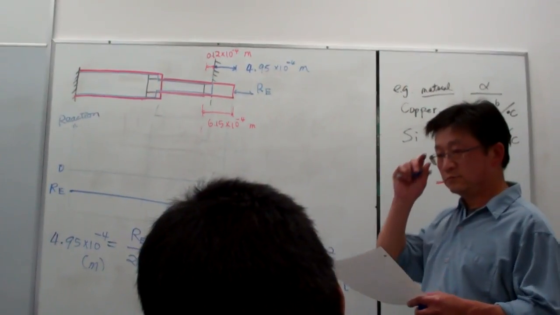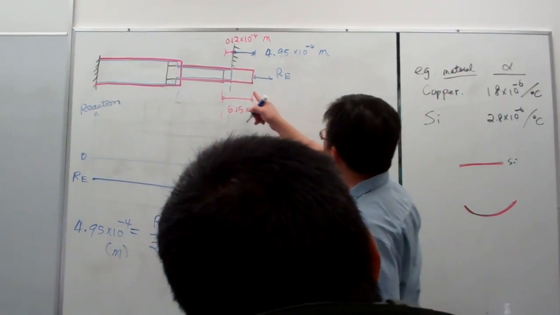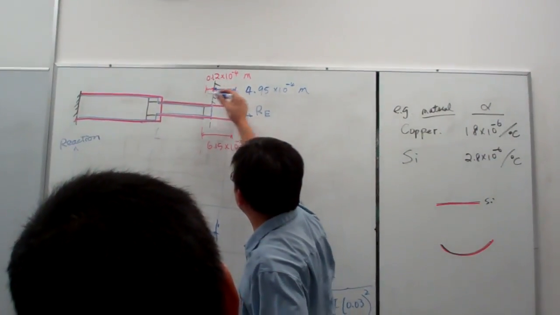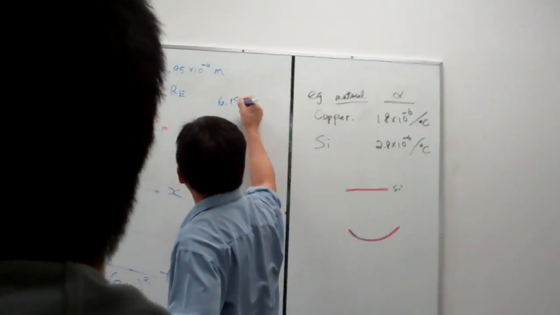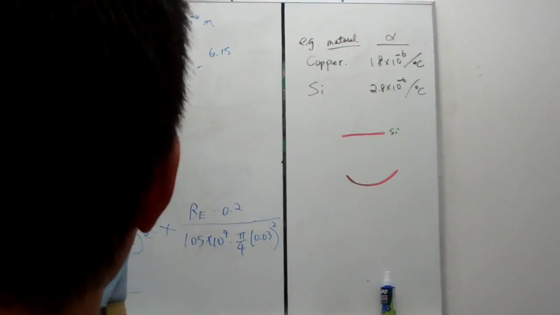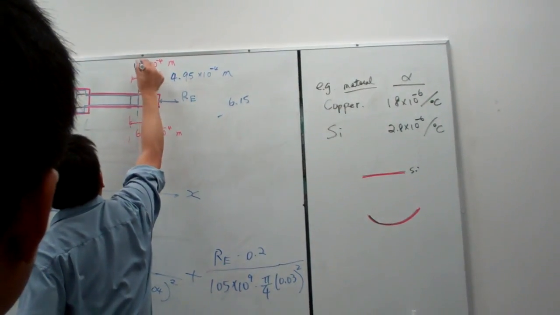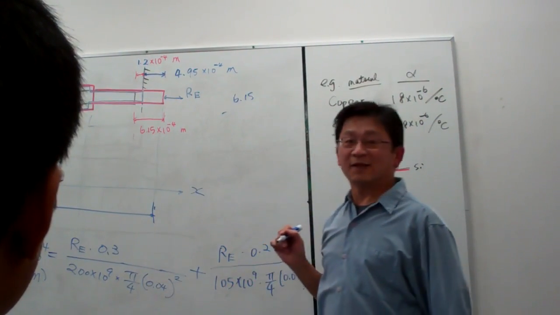Wait, can you do the math on where the 4.95 is coming from? Oh, yes. So simply, the distance is the whole thing minus this one. So 0.15 minus. That's not 4.95. Oh, this is 1.2. Sorry. Okay. Yeah.